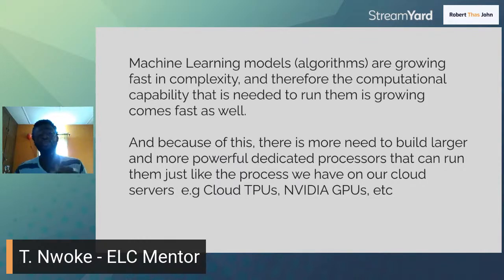So now let's go to the machine learning part of the problem. Like we stated earlier, the machine learning algorithms are growing fast in complexities, and therefore the computational capability that is needed to run them is growing and comes fast as well. And because of this, there is more need to build larger and more powerful dedicated processors that can run them, like the processors we have on our cloud servers, right?